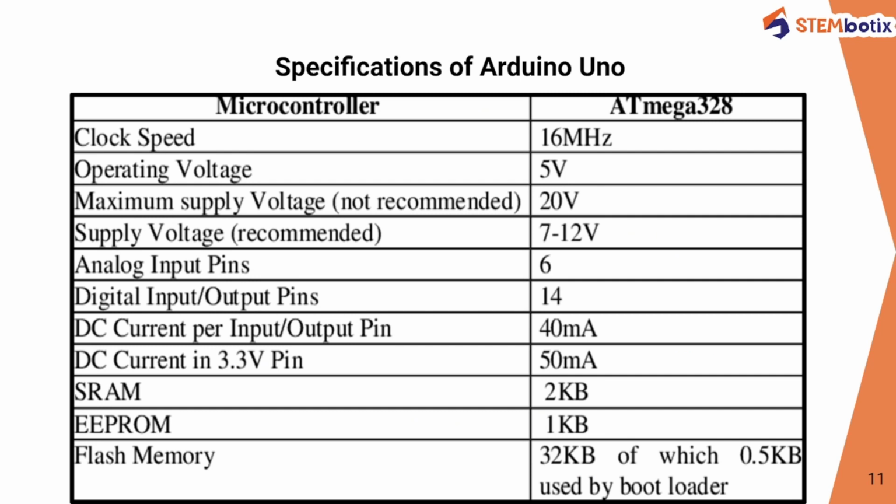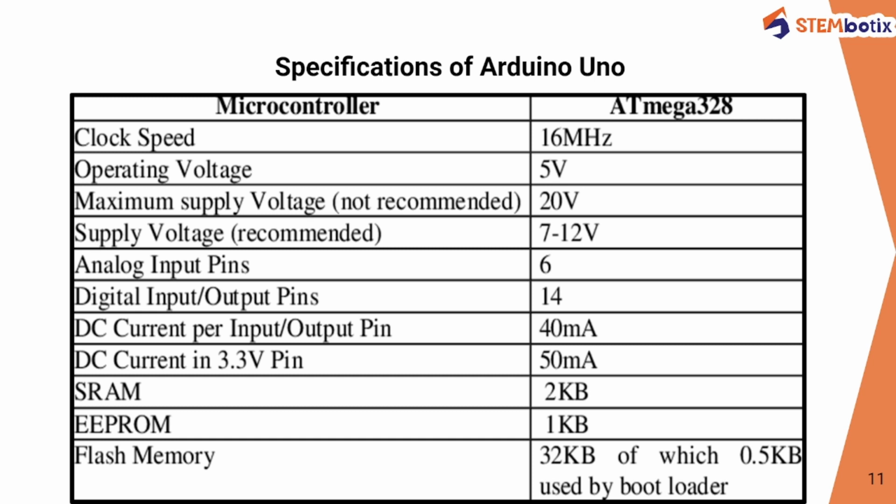These are the specifications of the Arduino Uno board. It has a microcontroller, the ATmega328. Clock speed is 16 megahertz. Operating voltage is 5 volts, and it can bear a maximum voltage of 20 volts, which is not recommended, but it can handle. The recommended supply voltage is 7 to 12 volts.